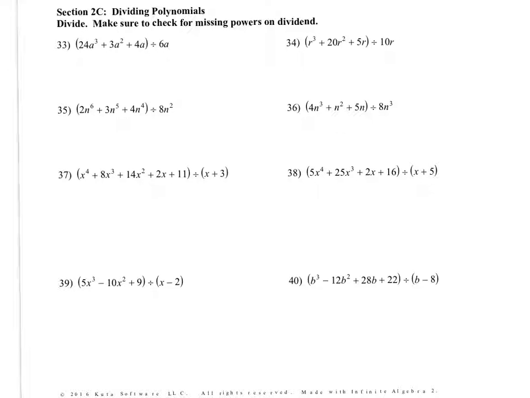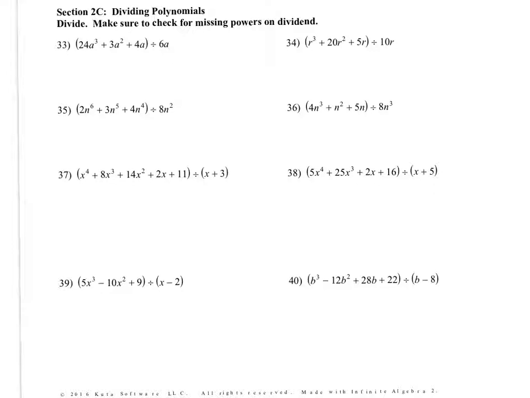So after you divide by the monomial, like I just did number 33, now we're going to go to where you divide by binomials, starting with 37 and beyond. You have two methods for dividing these. One is polynomial long division, which is a longer process, and then you have synthetic division.